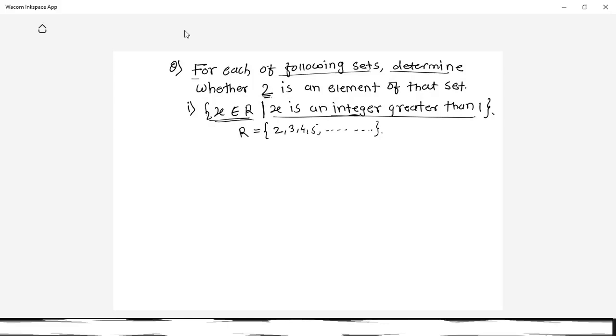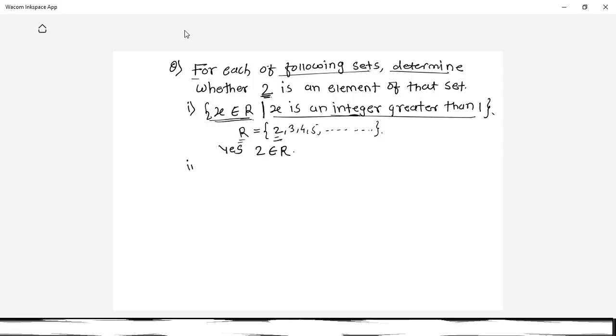Now what is the question? I need to determine whether 2 is an element of that set. So if you look at this set R, 2 is there in the set R. So hence my answer is yes, 2 belongs to this set. I can say 2 belongs to this set R.